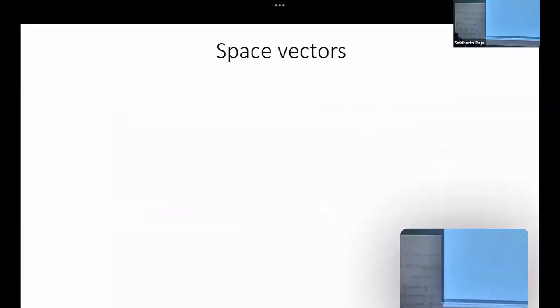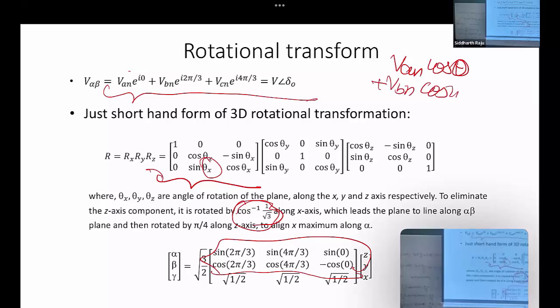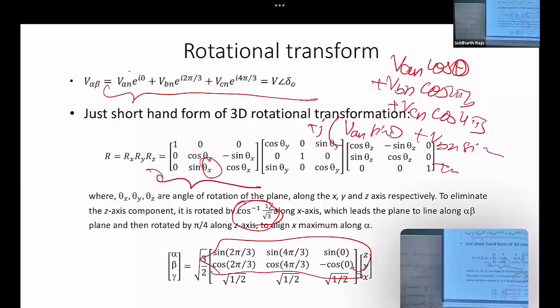Okay. And once you plug in all of those values, you plug theta x, theta y, theta z as this, cos inverse of 1 by root 3. This is the matrix you'll get. If I break this down, what is it going to be? It's going to be VAN times cos of 0 degree plus VBN cos of 2 pi by 3 plus VCN cos of 4 pi by 3. And then there will be a J component: plus J times VAN sine of 0 plus VBN sine of 2 pi by 3, VCN sine of 4 pi by 3. That's exactly what I have here.